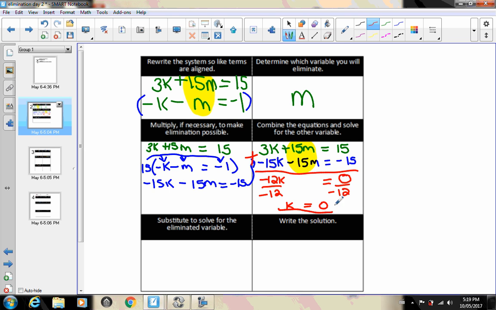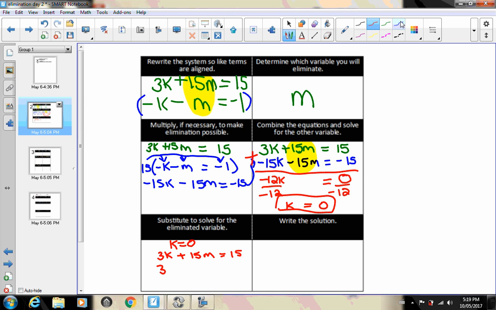Okay, so I now know k is equal to 0. So now I need to take my answer, k equals 0, and I pick any equation, the top one or the bottom one. I'm going to pick the top one. So 3k plus 15m equals 15. And in my next step, I'm going to substitute 0 in for k.